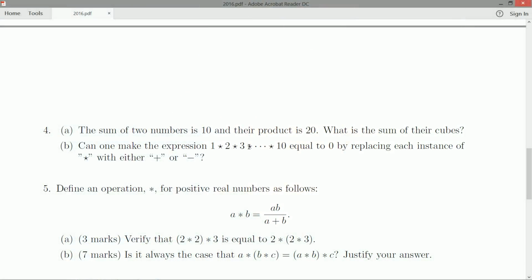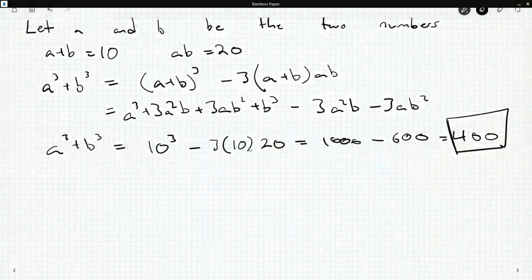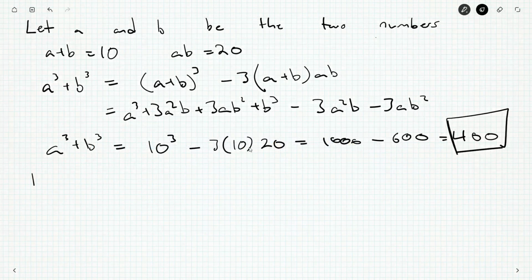We're going to need to sort of develop a general theory, and when it comes to doing that, I tend to start small. So instead of going up to 10, what if we just had 1 star 2? Can I make this a plus or a minus and get myself a 0? No, I'll either get 3 or minus 1. So that's not looking so good.